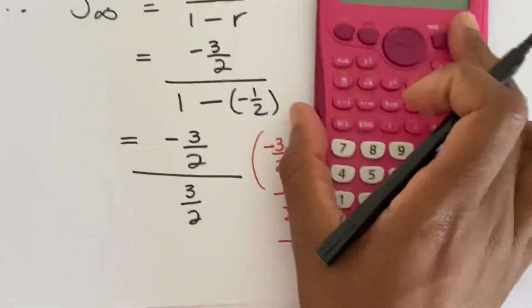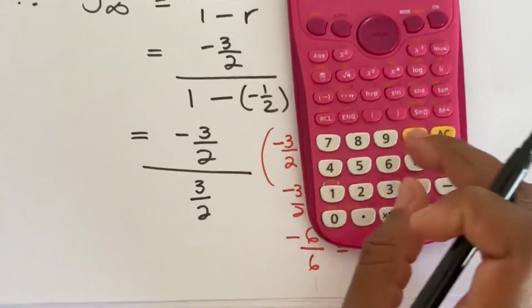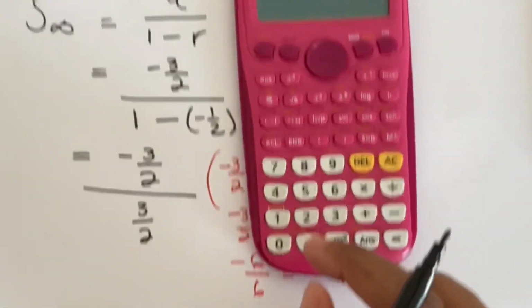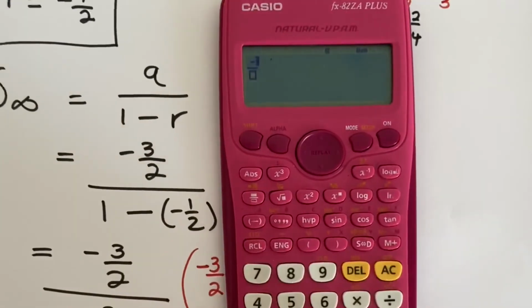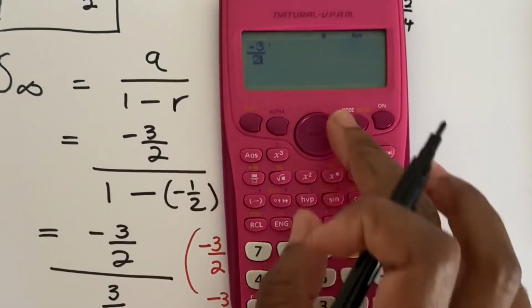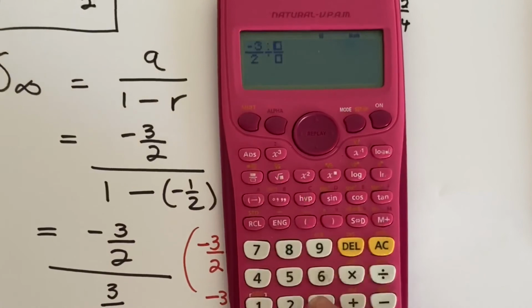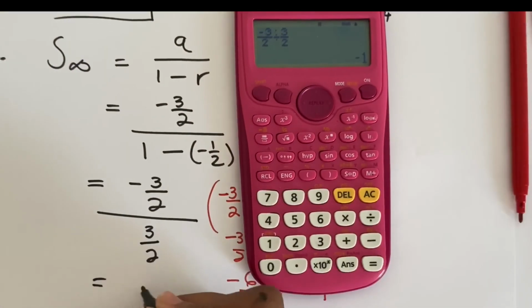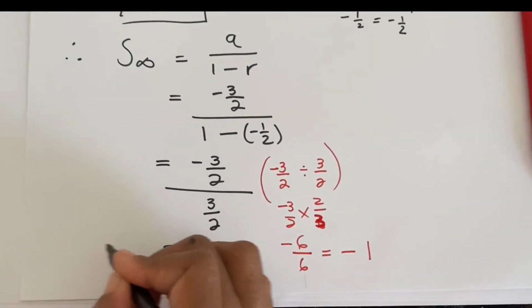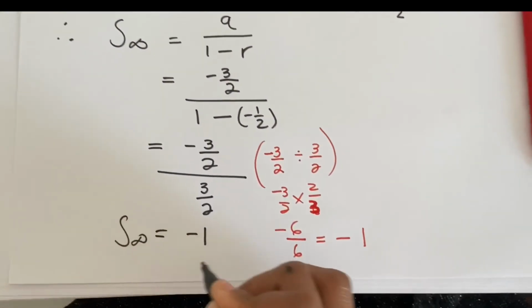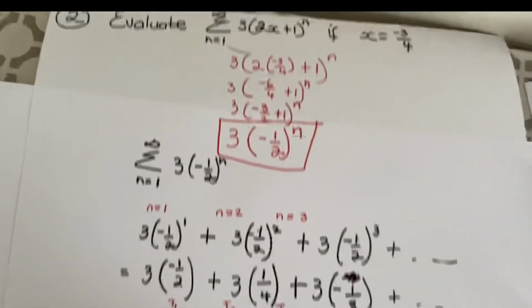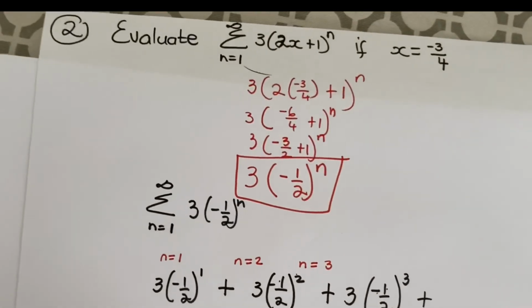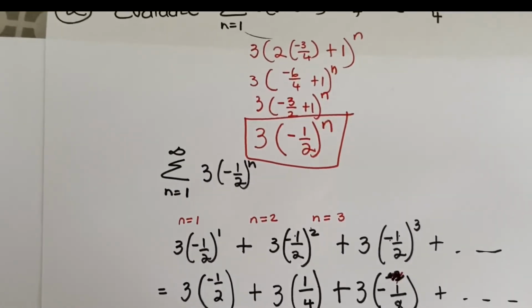So you can also get it by using your calculator. Let's just confirm it. -3/2 divided by 3/2 gives me -1. So you can conclude that your S to infinity is -1 for this convergent geometric progression.